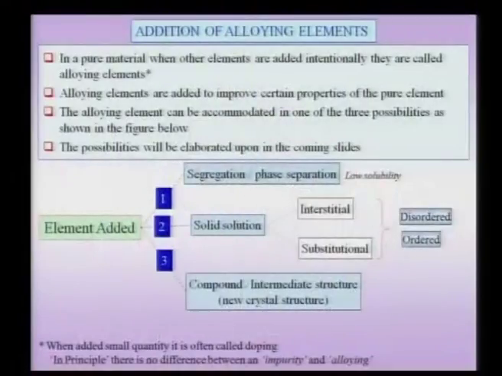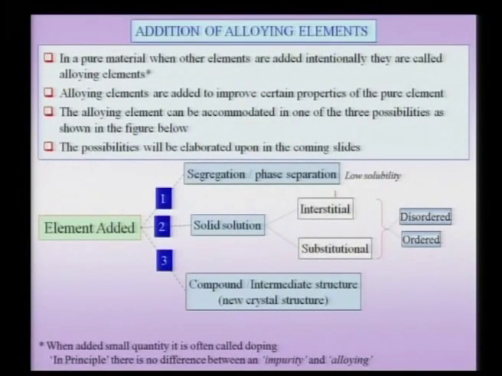The second possibility when you add an alloying element is that it can form a solid solution. Now solid solutions are in some sense like liquid solutions, but they have certain very important differences when you contrast them with liquid solutions. When you are talking about a solid solution, there are two types, the interstitial solid solution and the substitutional solid solution. And further, both these types of solid solutions can be ordered or disordered, and of course we will take up each one of these cases in some more detail in the coming slides, but this is an overview of the possibilities.